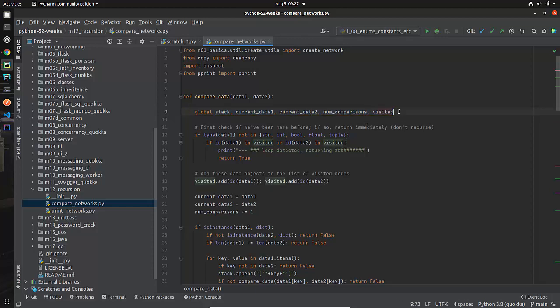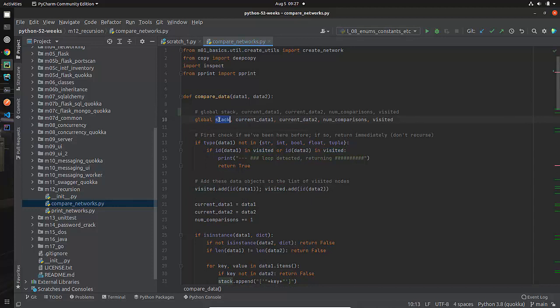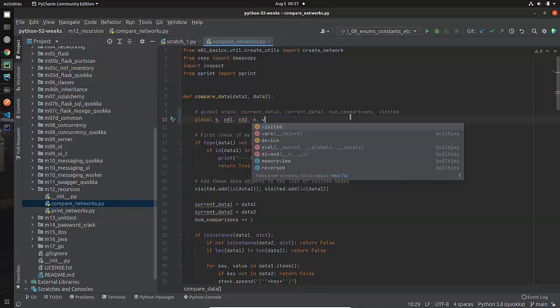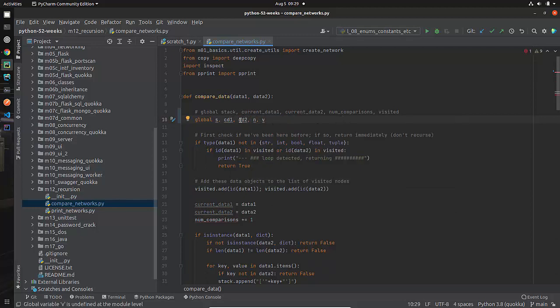Now, if I was to name things stupidly, one thing that I would do would be something like this. What I'm doing here is changing my descriptive names to just 1 or 2 letter names. Now, since I wrote this, I can probably keep track of in my mind, at least in the near term, what S means, that it means stack, and that CD1 and CD2 refer to the current data that I'm dealing with in this recursive call, and that N is actually the number of comparisons that I've done, and that V is referring to whether I visited this node or not.